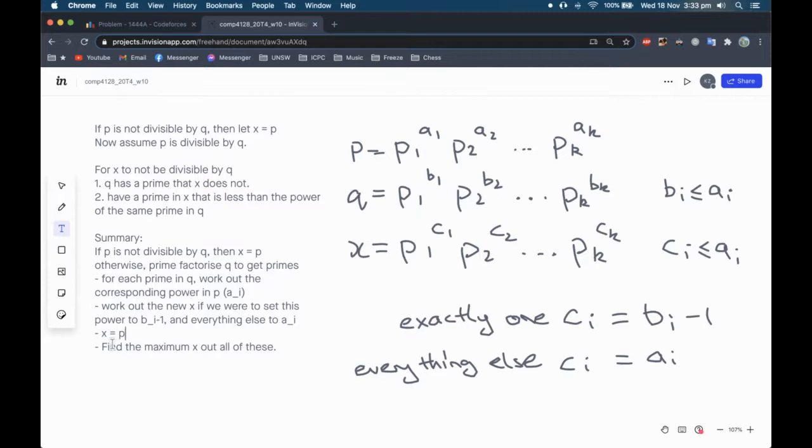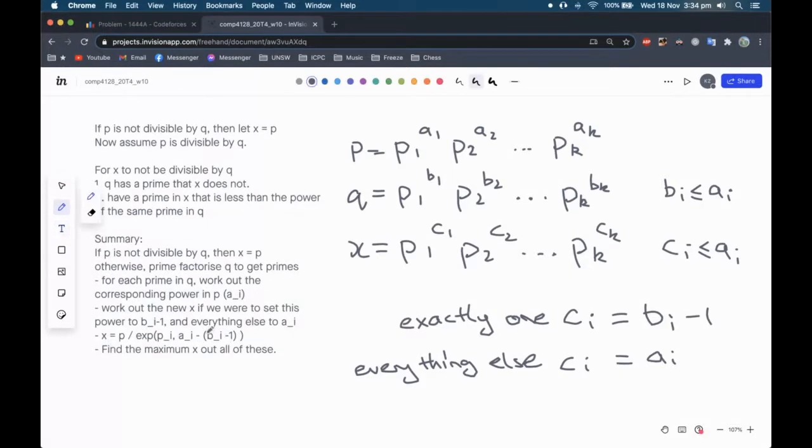x just equals p divided by an exponential, and then what would the difference be? The difference would be the current prime to the power of ai minus bi minus 1. That would be the formula you would use.